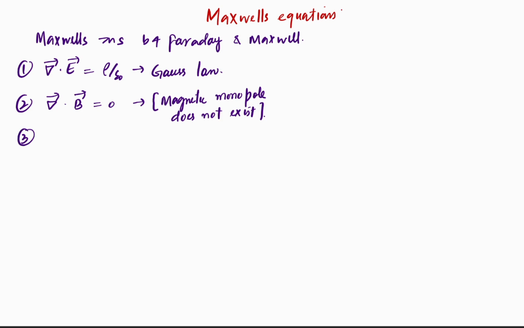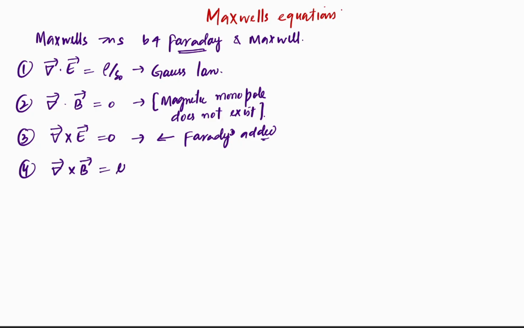Okay, so the third equation is del cross E equals 0. This also has no name because later on Faraday added something to it, and we'll talk about that when Faraday comes into the picture. And fourth is del cross B equals mu 0 J. This was called Ampere's law. So these are the Maxwell's equations before Maxwell and before Faraday.